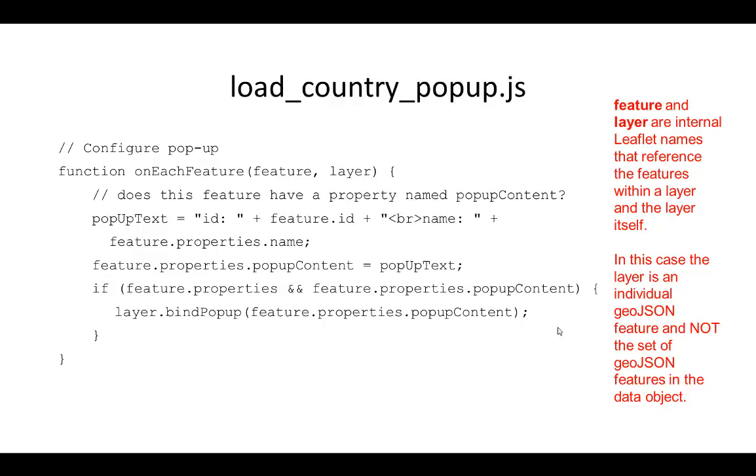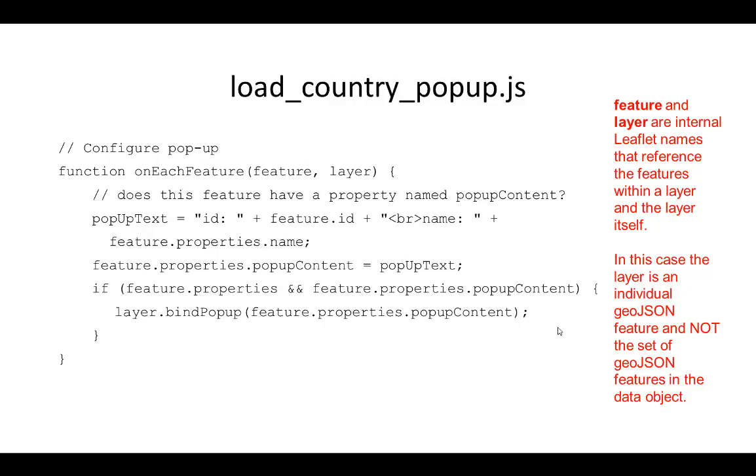We create a new property called popupContent, which equals the pop-up text. This should have gone actually before. Oh no, well, okay. So we then add the text that we created that's going to go in the pop-up window, and we assign it to a new attribute of feature properties called popupContent.